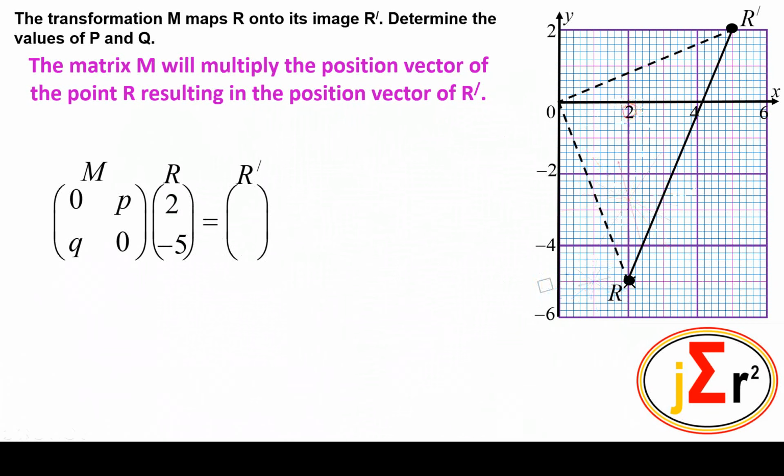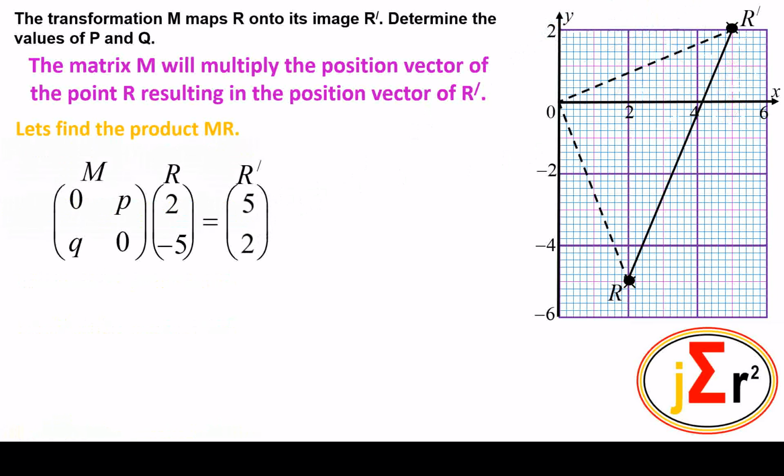And no doubt, we have R prime right here. And if we take a look at it, we can see that the X value will be identified as 5 and the Y value will be identified as 2. Therefore, the position vector of R prime is 5, 2.